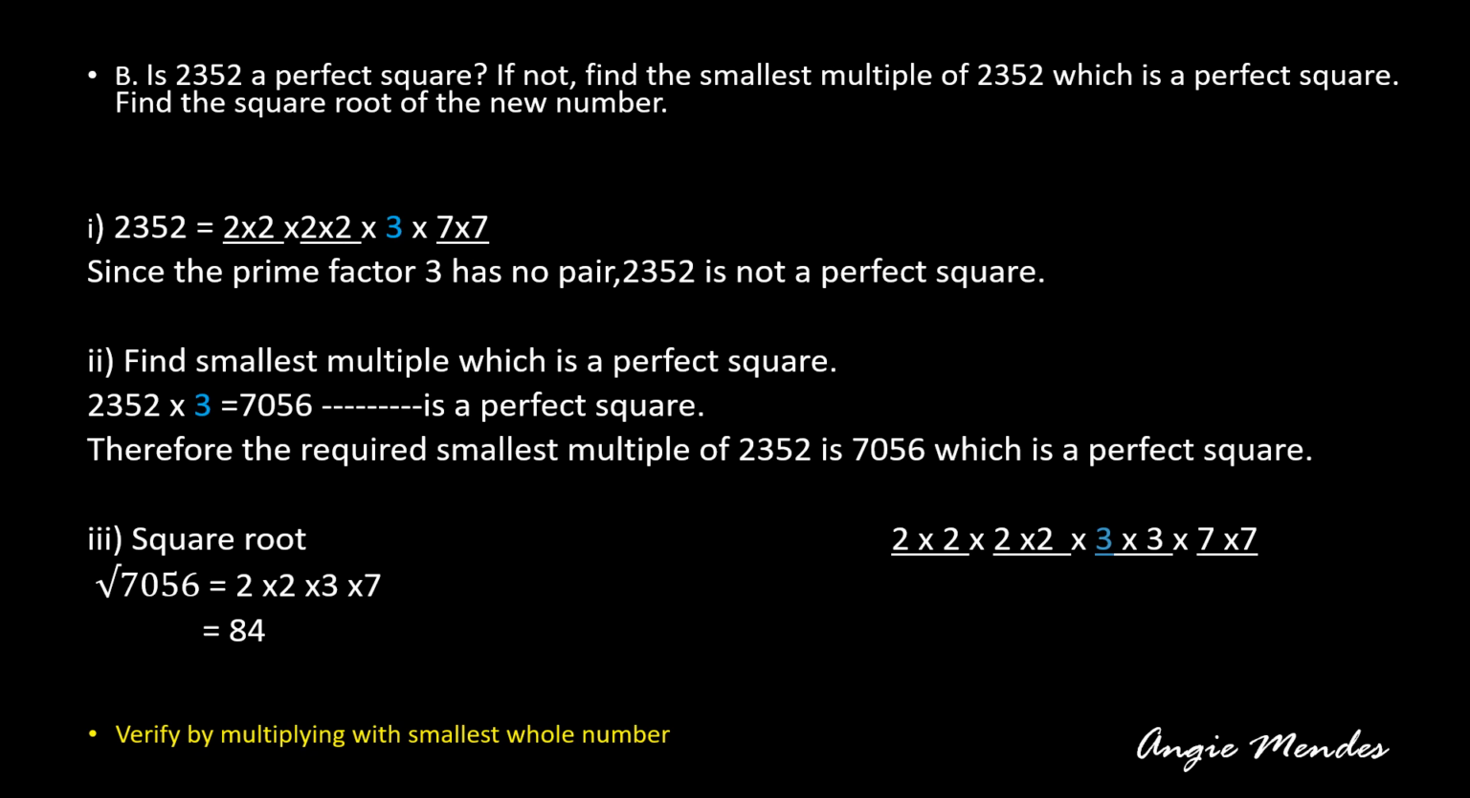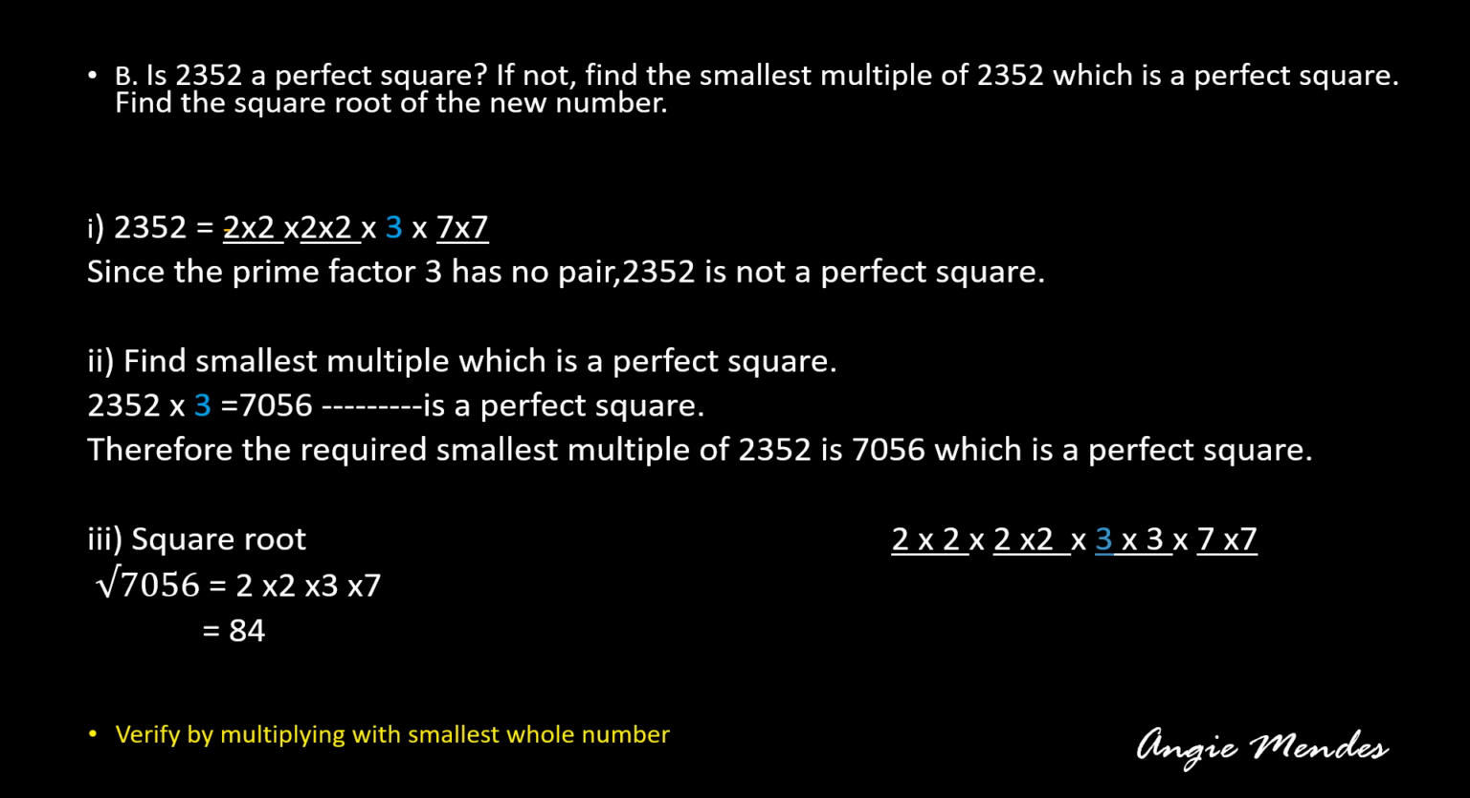To find out if the given number is a perfect square, we have to find its prime factors first. So once we find the prime factors of 2352, we need to write them and see if they form pairs. So here we've got the factors of 2352. So it is 2 multiplied by 2, multiplied by 2, multiplied by 2, multiplied by 3, multiplied by 7, multiplied by 7. Now if we make pairs, we see here that 3 does not have a partner. Now since the prime factor 3 has no pair, 2352 is not a perfect square.